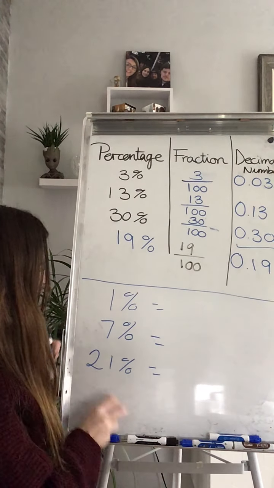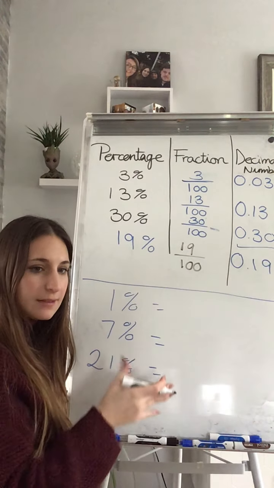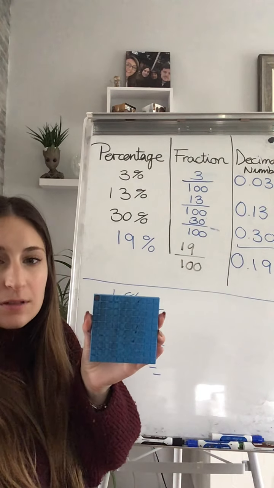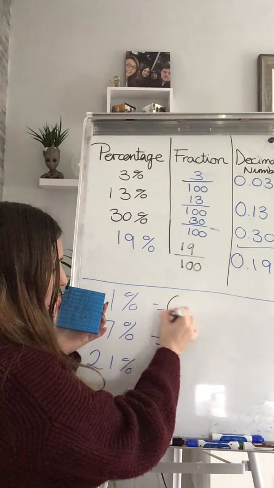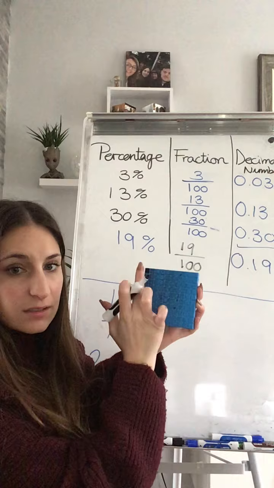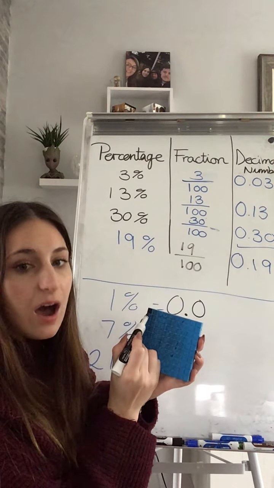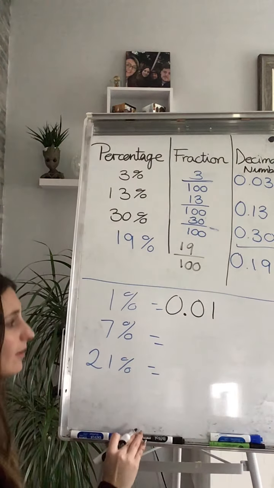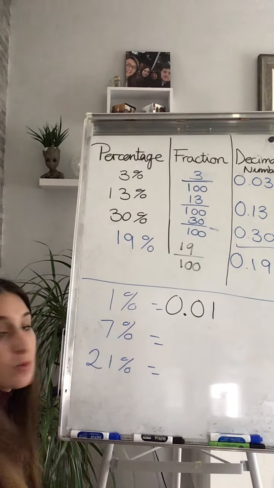Right, so 1%. So out of my 100, I have 1. Yeah? So have I got tens? No, so I haven't got 1 whole yet. Have you got any tenths? No. I only have 1 hundredth. So you should have 0.01. What about the next one?